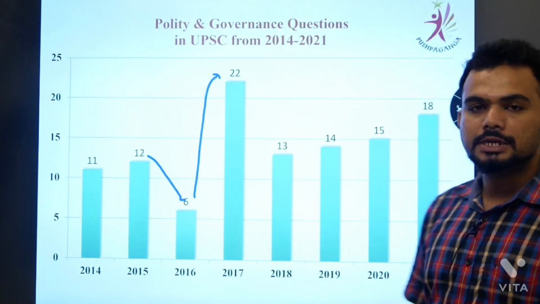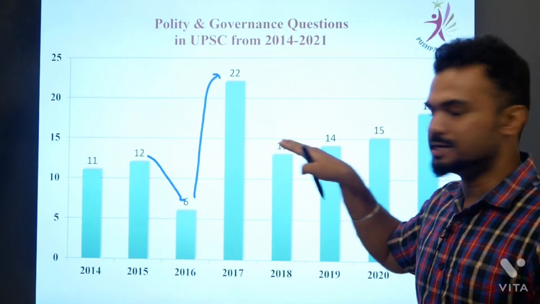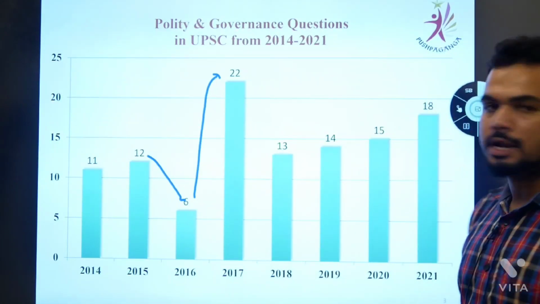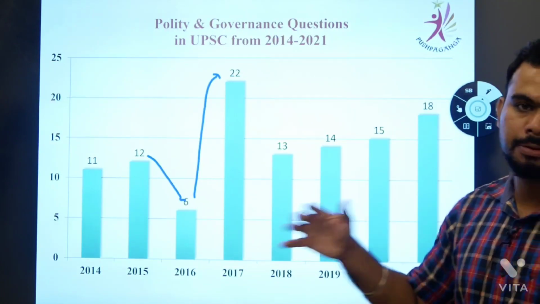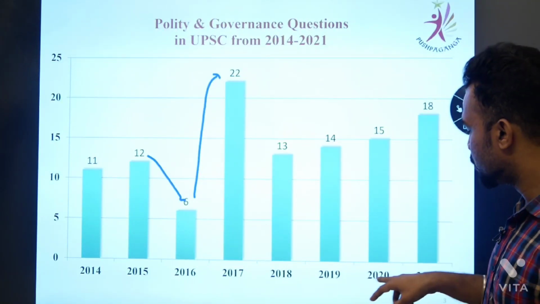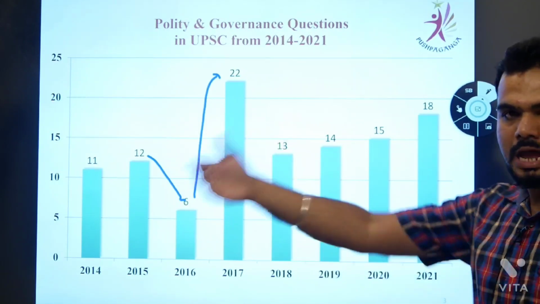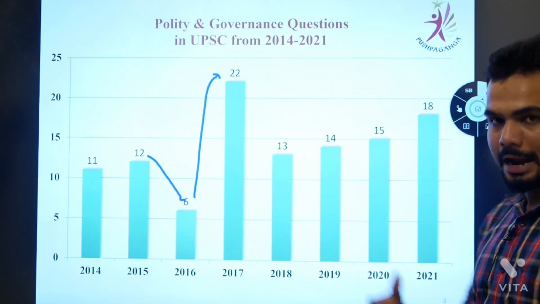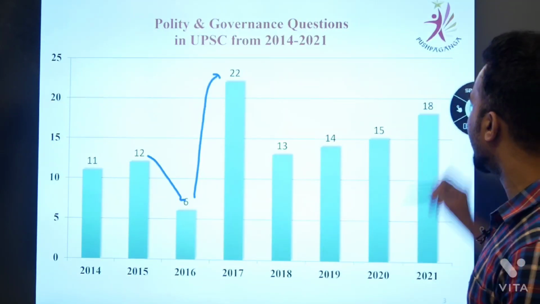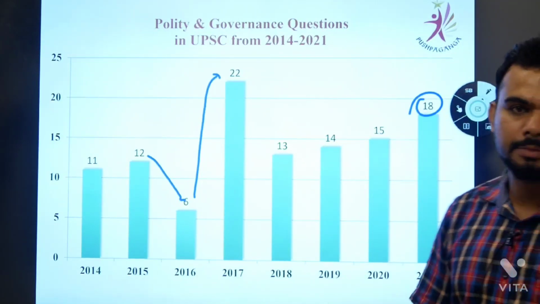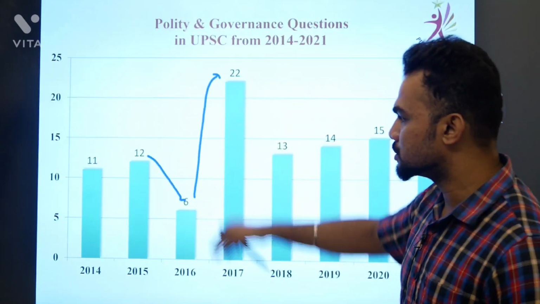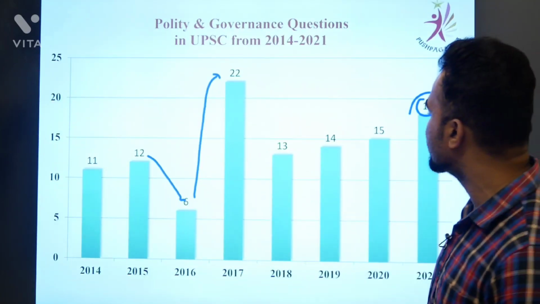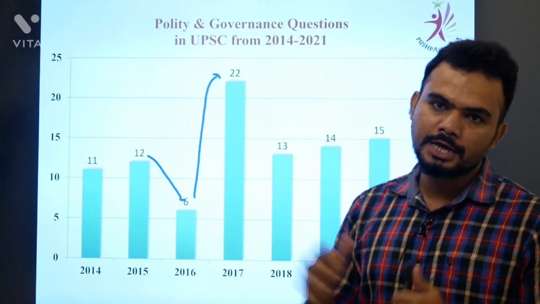From 6 to 22 there was a rise in the number of questions from the polity and governance section. In the year 2018 there was a slight decrease, to 13 questions, and in the year 2019 there were 14 questions. Again in 2020 we had around 15 questions. In 2021, as anticipated by us, we got around 18 questions. So on an average, there was an increase and decrease from 2014 until last year. On an average, you can expect somewhere around 13 to 14 questions in the examinations.